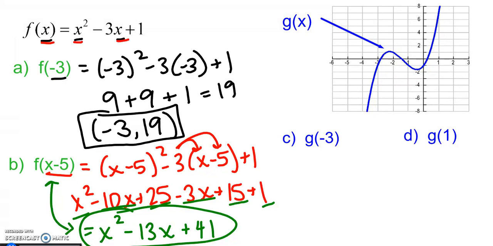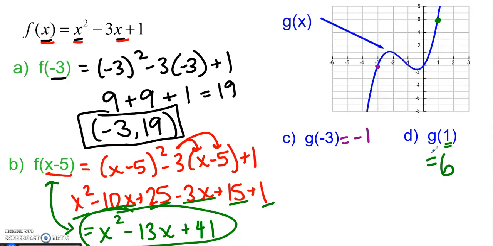This last one deals with some of the stuff that you will have in your practice problems. G of negative 3, using this graph, says that when x is negative 3, what is my y value that I get back out on my function? My y value I get is negative 1. Then it says when x is 1, what is my y value that I get back out? That gives me an answer of 6.